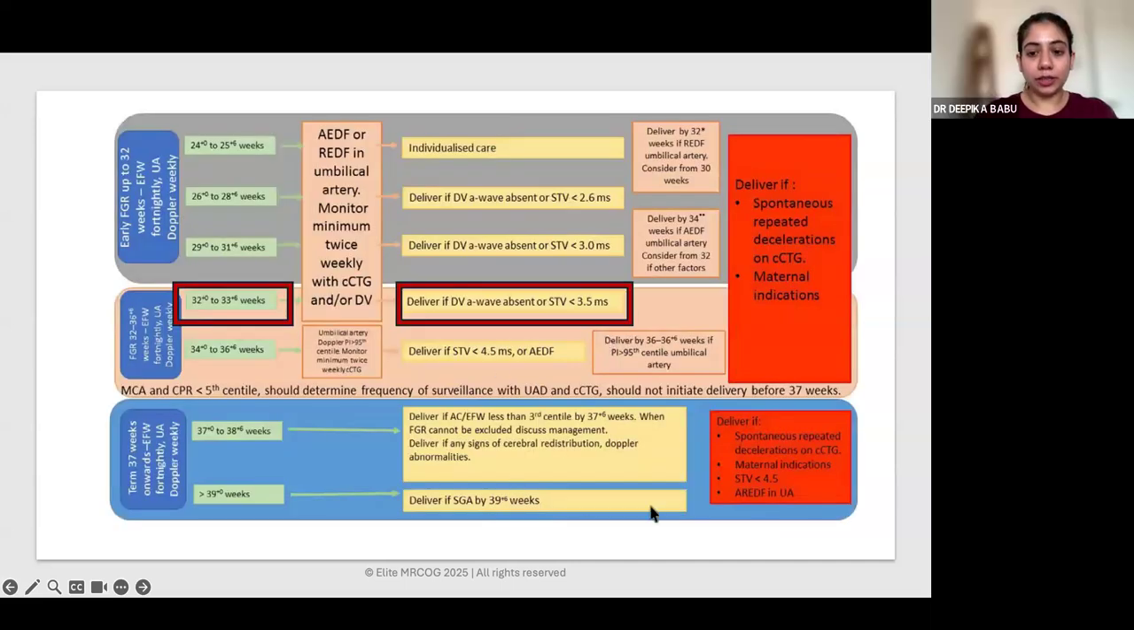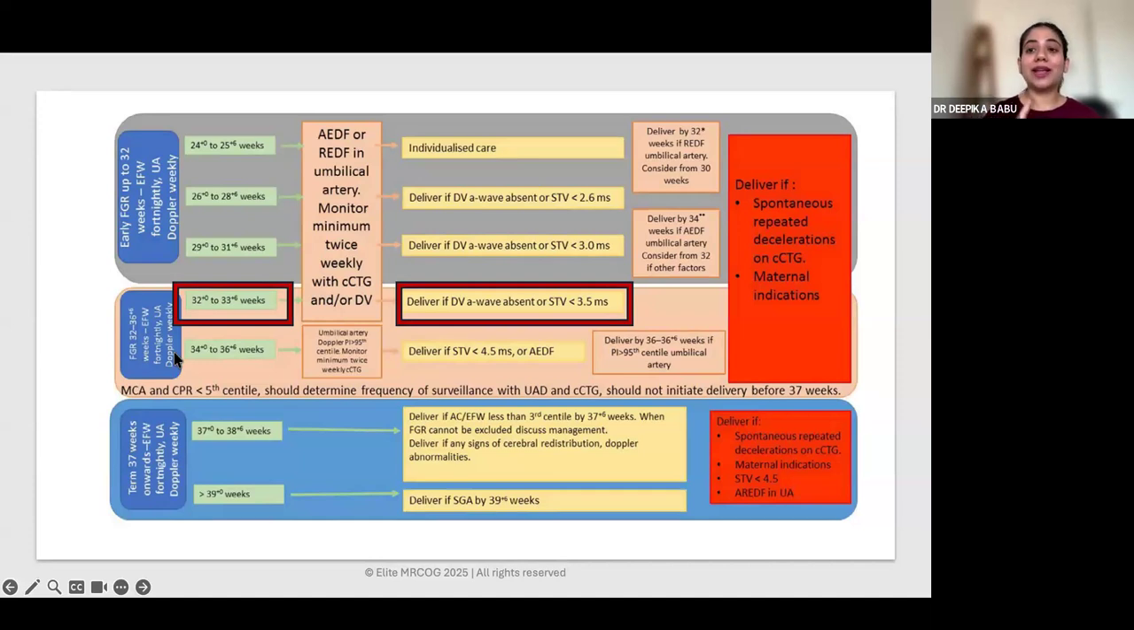So let's look at this particular one now. Here is where there is a contradictory statement from the guideline. If you read the guideline, nowhere does it mention that from 32 weeks onwards, you should be doing the ductus venosus. If you read the recommendations in detail, it nowhere says that you need to do the ductus venosus from 32 weeks onwards. However, if you look at this picture, it says that between 32 to 33 plus 6, you can still do the ductus venosus. This is confusion number one.